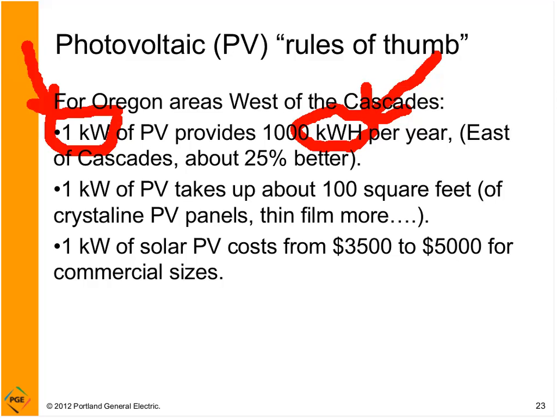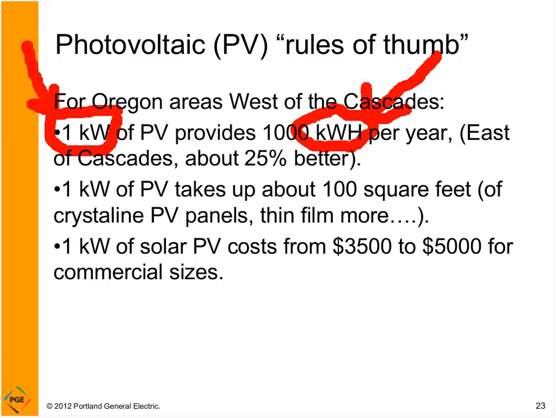So you may be able to say, okay, I want to put a 1 kilowatt array on my roof. But that won't tell you how much economic benefit you'll get. You have to then take that 1 kilowatt array and say, how many kilowatt hours will I produce every year? Then you can figure out how much that's worth to you.